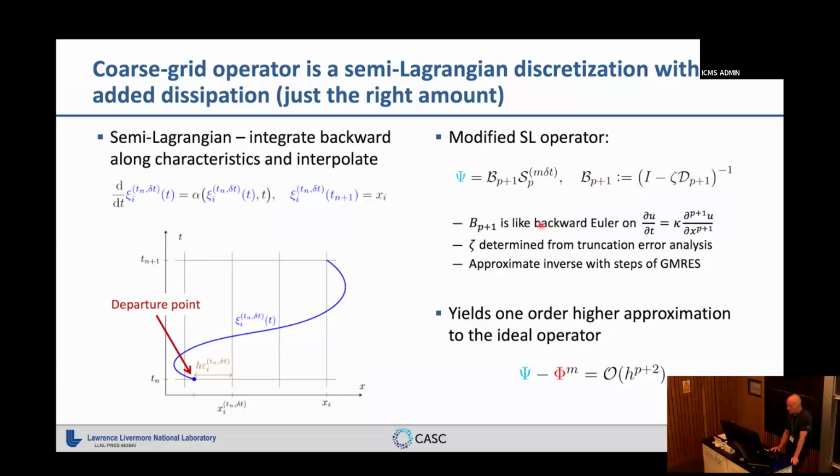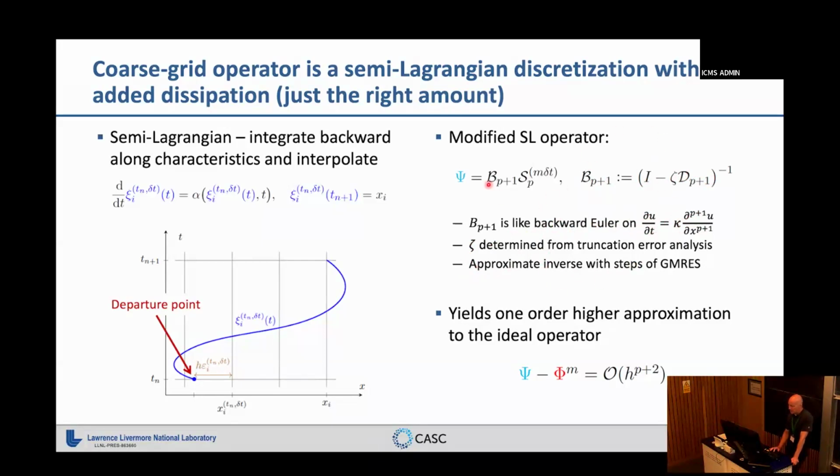And what B is doing is like doing backward Euler on this equation here. If you have a first order semi-Lagrangian discretization, so P is 1, this is just diffusion. So what you're doing is adding a little bit of diffusiveness to the semi-Lagrangian operator. This parameter zeta has to be computed from some a priori truncation error analysis. And the way we do the inverse part here is we just do a fixed number of steps of GMRES. This is how we do all that.